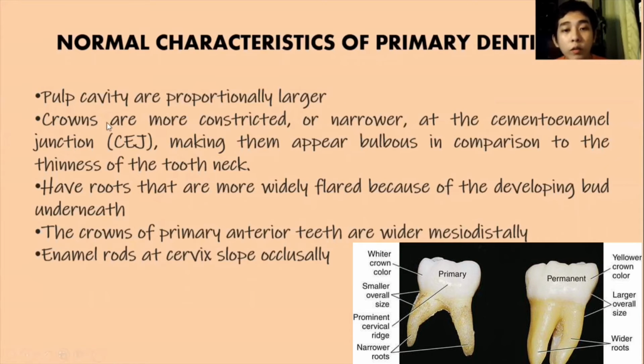The crowns of the primary dentition are more constricted or narrower at the cemento-enamel junction, which makes them appear bulbous in comparison to the thinness of the tooth neck. They also have roots that are more widely flared because of the developing bud underneath, which are the permanent teeth. Also, the crowns of the primary anterior teeth in primary dentition are wider mesiodistally. And lastly, the enamel rods at the cervix located in the primary dentition slope occlusally.